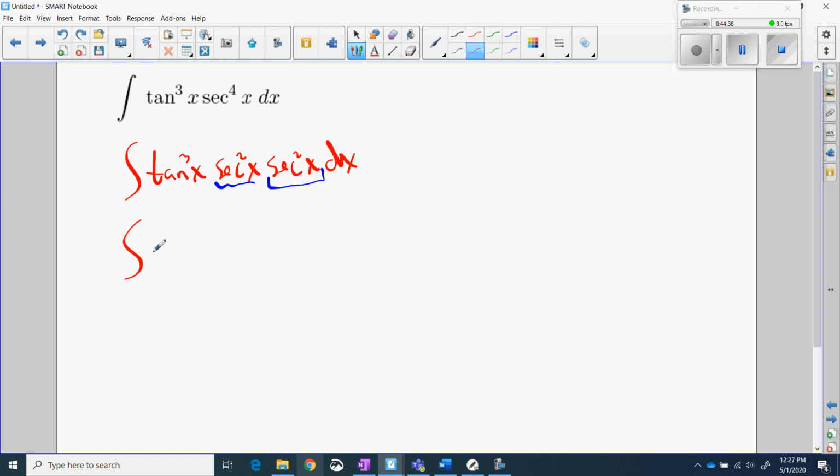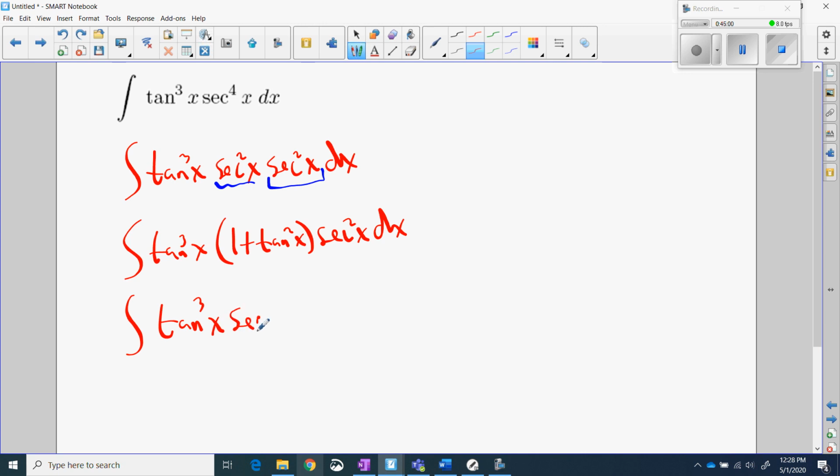So the question becomes tangent cubed x, secant squared x dx, where secant squared x is 1 plus tangent squared of x. Both of these are going to multiply by each of these. And it's going to become the integral of tangent cubed x secant squared x dx, u to a power du sitting next to it, plus tangent cubed multiplied by tangent squared is tangent to the fifth. You add the exponents when the bases are the same, and then you'd have to multiply by your secant squared from the other side.